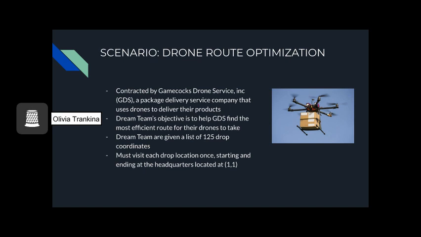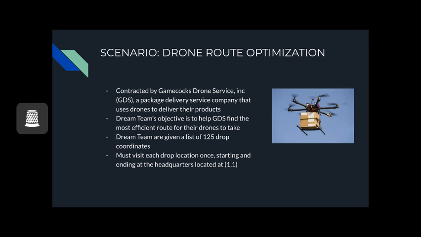To give a little bit of introduction to the scenario we are working on today, we are contracted by Gamecocks Drone Service Inc., a package delivery service company that uses drones to deliver their products. Our objective is to help Gamecocks Drone Service find the most efficient route for their delivery drones to take. In this scenario, we're representing one city and the 125 drops that the drone will have to make in order to deliver about 1250 packages to 1250 people.